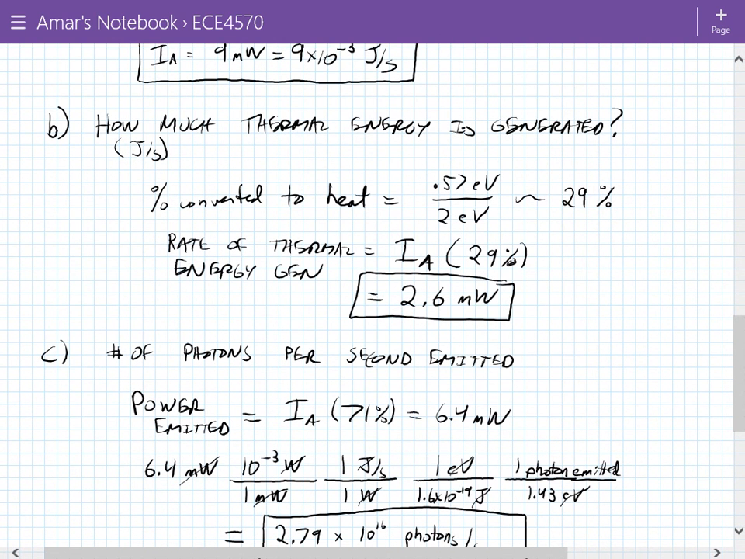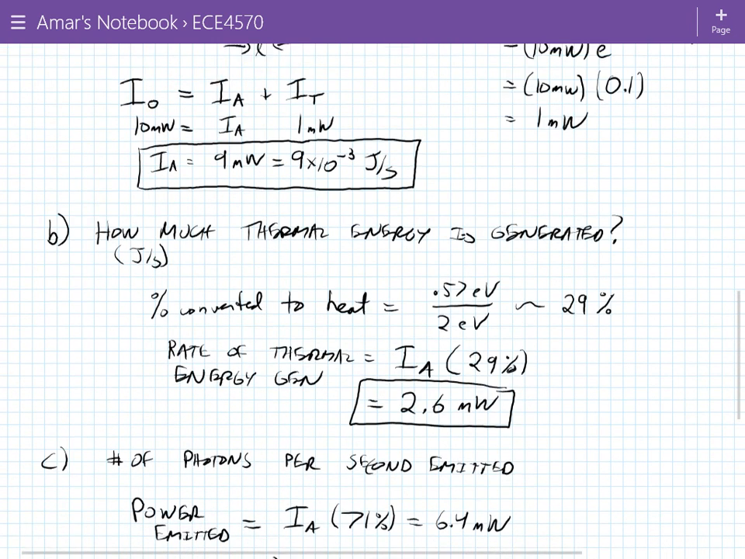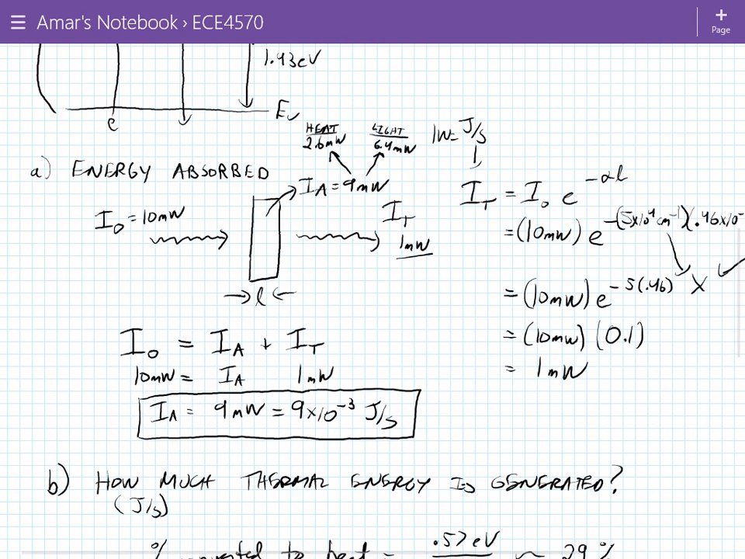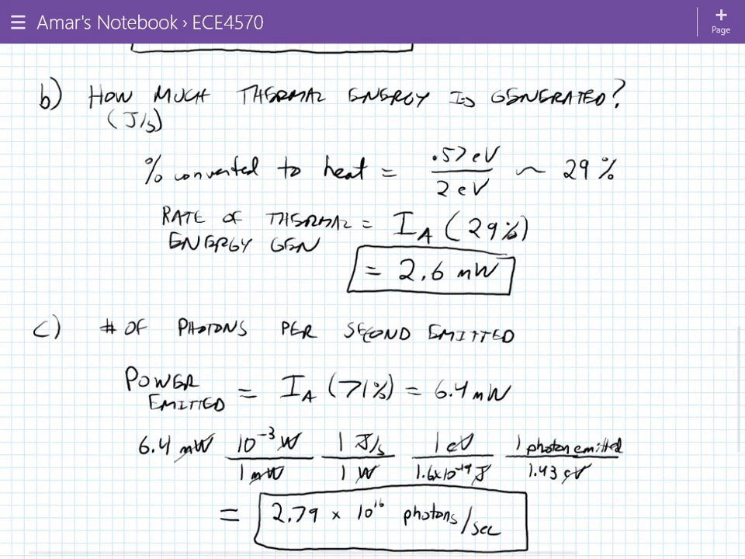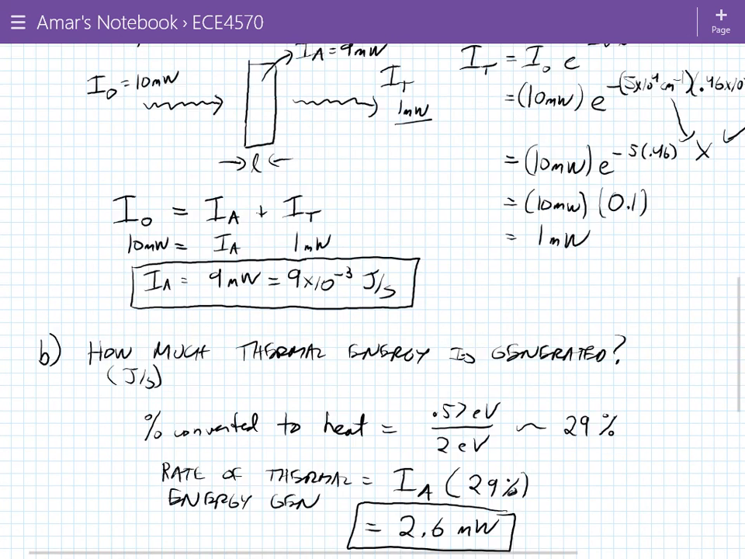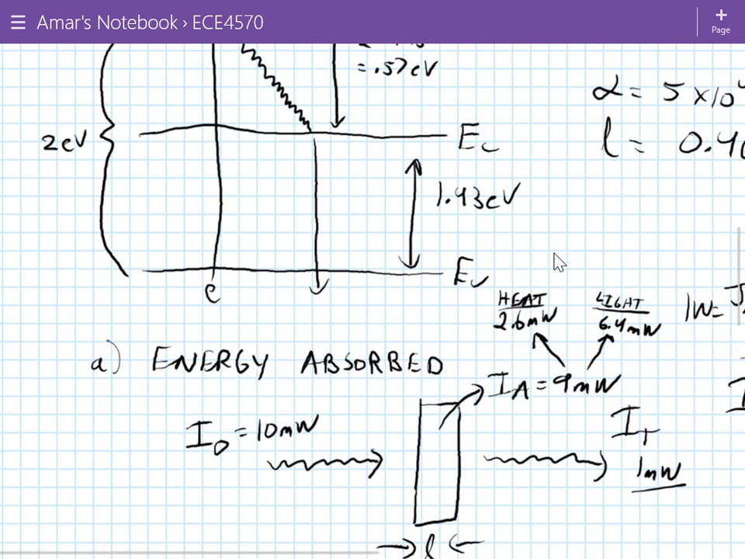Yes? Can you explain the logic of the 71%? Yes. The 71%. Oh, this part here. So out of the energy that's absorbed in the material, we have 9 milliwatts that was absorbed. Some of the absorbed energy is converted to heat. Some of the absorbed energy is converted to light. And the way that we understand that is by looking at the energy band diagram.